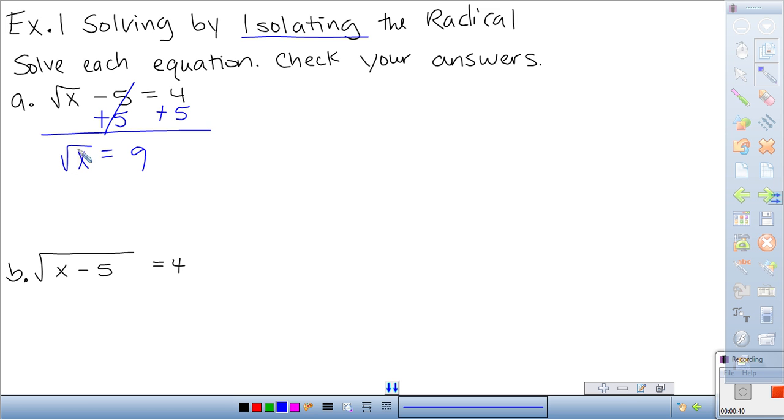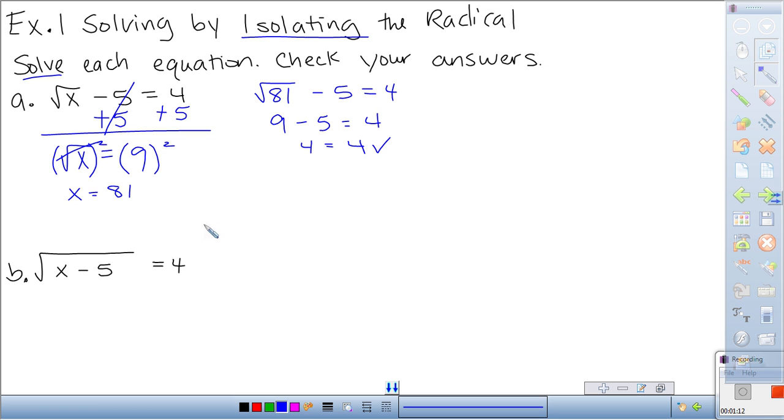And then how would you get x alone? How do we get rid of this radical? Well, the opposite of square rooting something is to square it. So I'm just simply going to square both sides. The square root of x squared, those cancel, so x equals 81. And so now we've solved, and to check, just plug in 81 into your original equation. So I have the square root of 81 minus 5 equals 4. The square root of 81 is 9, minus 5 equals 4. 9 minus 5 is 4, and 4 equals 4. Therefore, we got the correct answer.